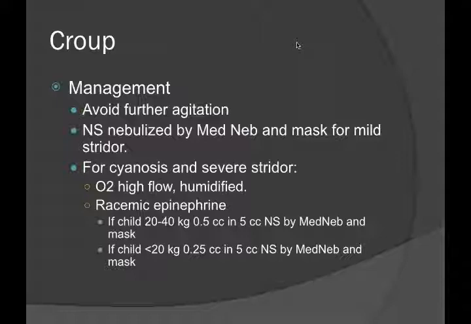Remember, the racemic epi will work on both, but just monitor for your response. Your description of how much respiratory distress, the respiratory rate, those things before the kid had racemic epi is really important for us to determine the next step in management.